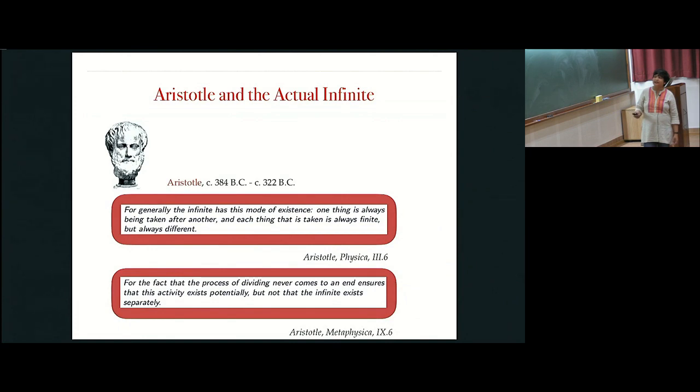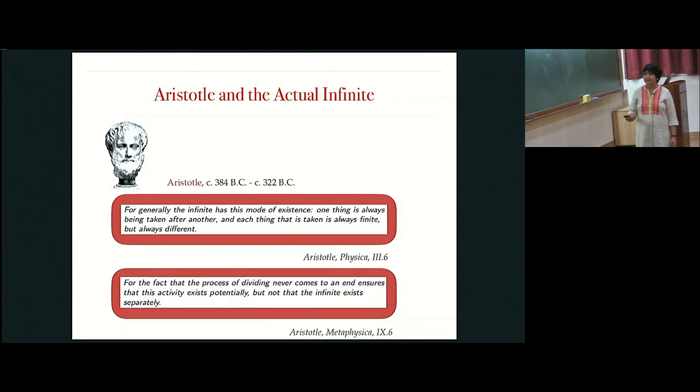One thing is always being taken after another, and each thing that is taken is always finite, but always different. For the fact that the process of dividing never comes to an end ensures that this activity exists potentially, but not that the infinite exists separately. So he differentiates the notions of potential infinity and actual infinity. And according to him, actual infinity doesn't really exist. It's only the concept of potential infinity. And of course, that's according to Aristotle.